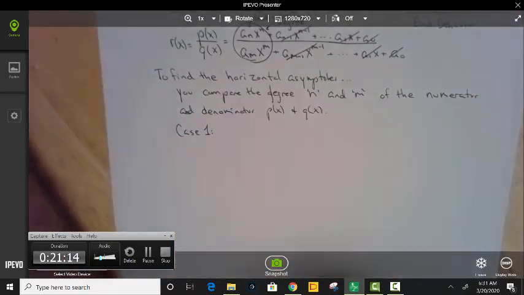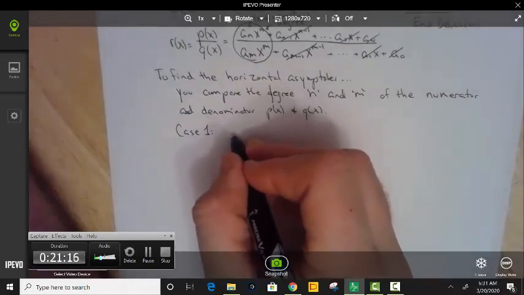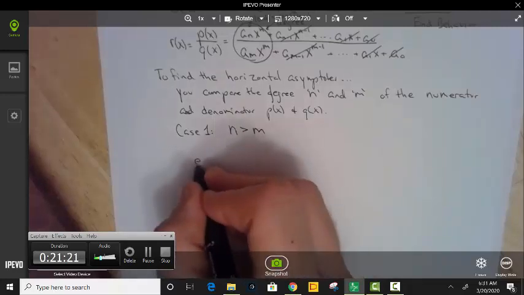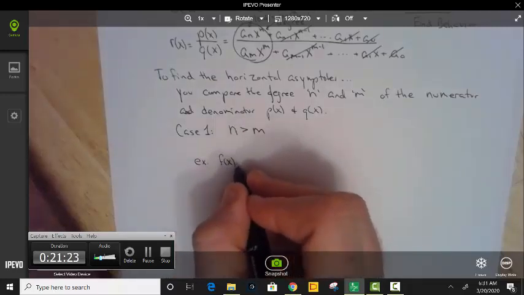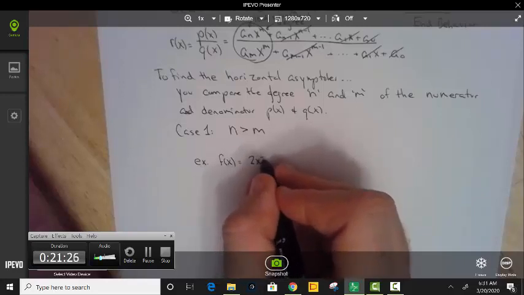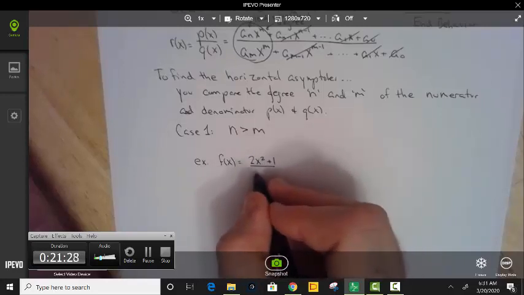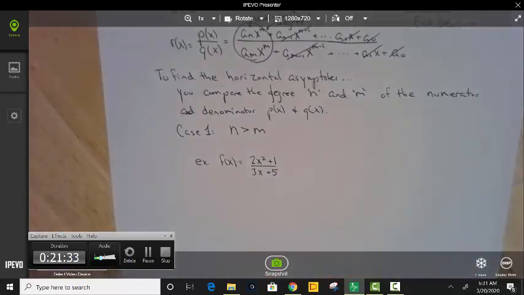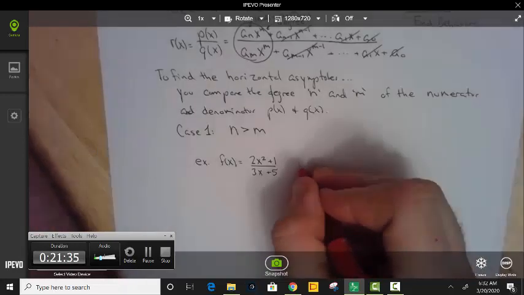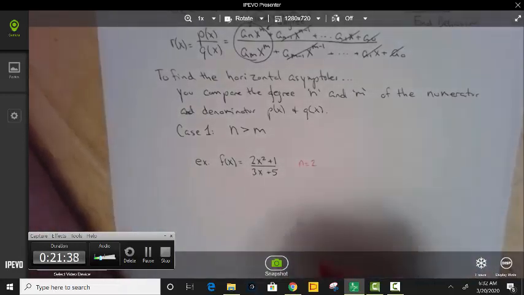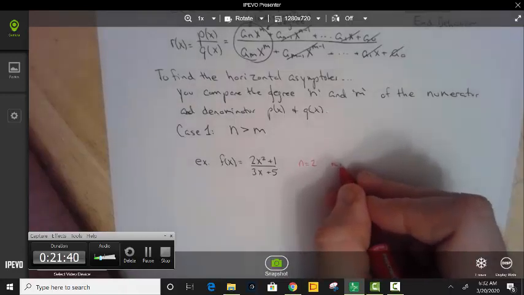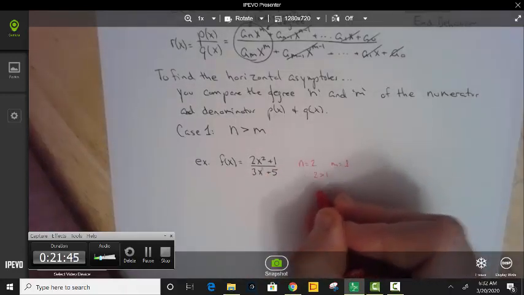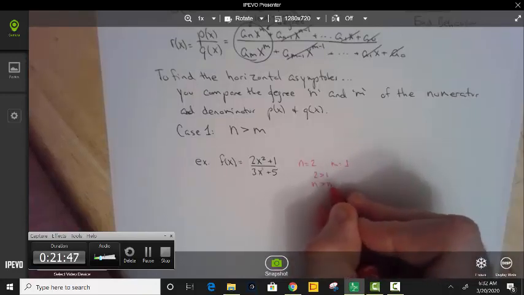Case one. Let's just start off with the easiest one. n is greater than m. So let me throw an example here. Let's say we've got f of x equals 2x squared plus 1 over 3x plus 5. Okay, and in this example, n is the degree on top, which is 2, and m is the degree on the bottom, which is technically 1. And so we see 2 is greater than 1, which means n is greater than m.